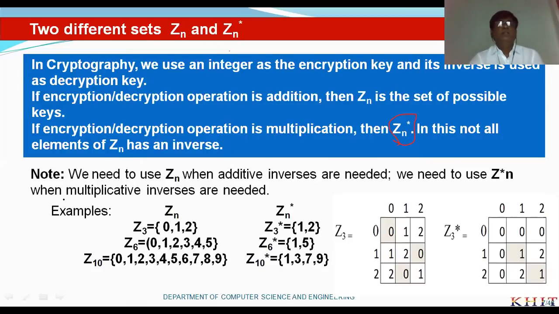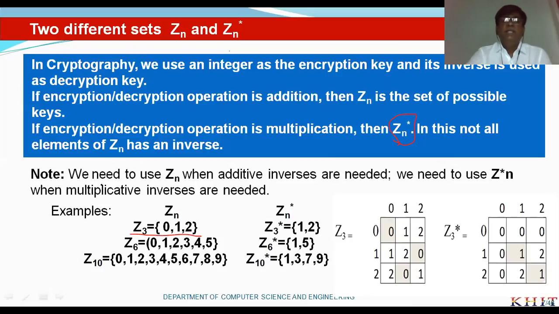So first, check this. This is Zn. This is Zn star. We need to use Zn when additive inverses are needed. We need to use Zn star when multiplicative inverses are needed. So for Zn, for example, Z3 contains 0, 1, 2. Z6 contains 0, 1, 2, 3, 4, 5. Z10 contains 0 to 9.